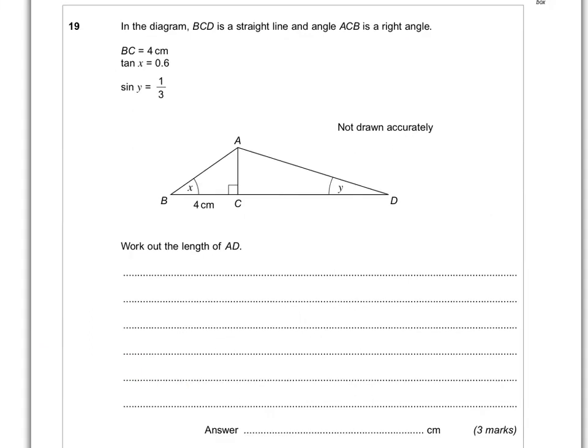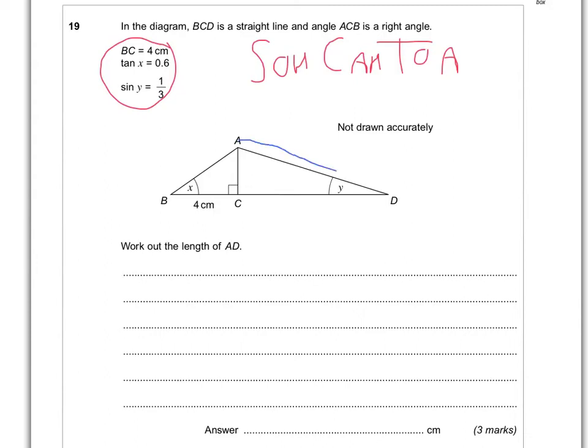Now, question 19 is a trigonometry question because we're being given tan and sine. So we're looking for right angle triangles, and we're trying to remember that sine is O over H, cosine is A over H, and tan is O over A. Now, there's a bit more thinking to do in this. We're trying to find out the length AD. So the length AD is here. Let's give it a name, I'm going to call it Z.